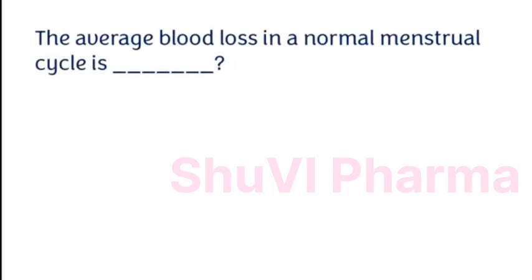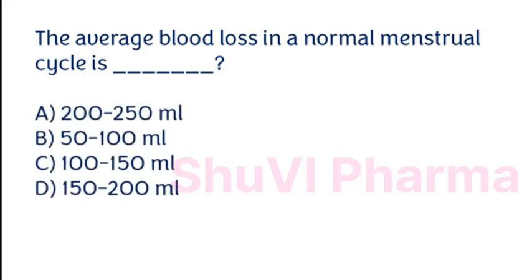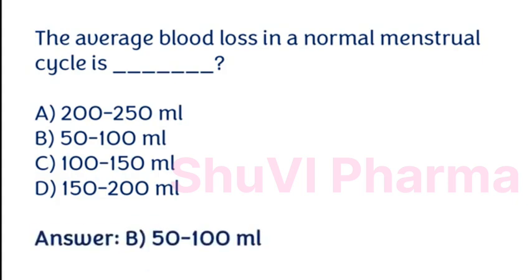The average blood loss in a normal menstrual cycle is 200 to 250 ml, 50 to 100 ml, 100 to 150 ml, 150 to 200 ml. The correct answer is option B. The average blood loss in a normal menstrual cycle is about 50 to 100 ml.